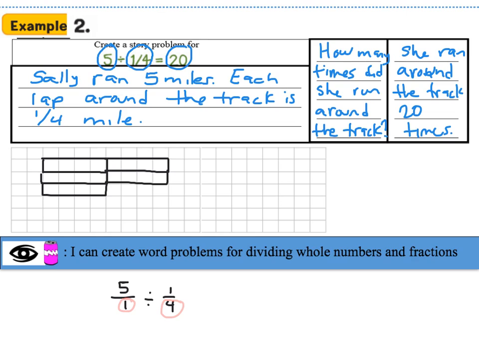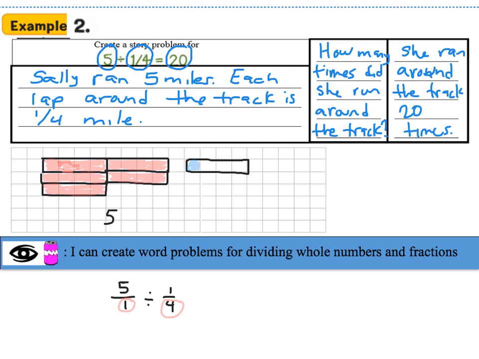So I'm going to take some time to shade inside of it. Okay, so I shaded all 5 of the miles around the track. I'm going to label that 5. I'm going to leave a space, and I'm going to need to draw another mile right here. But I'm not going to shade the entire thing. I'm going to shade 1/4 of it, because that's once around the track. So 1/4 of a mile.